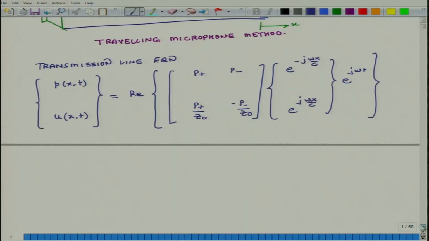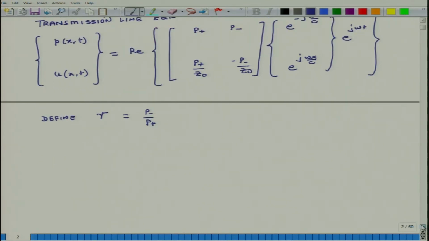Now, what we will do here is define a term called gamma. So, what is gamma? It is the ratio of p minus and p plus. p plus and p minus are constants, they can change with respect to frequency. So, this is p minus over p plus. I call this equation 1, and this equation 2.